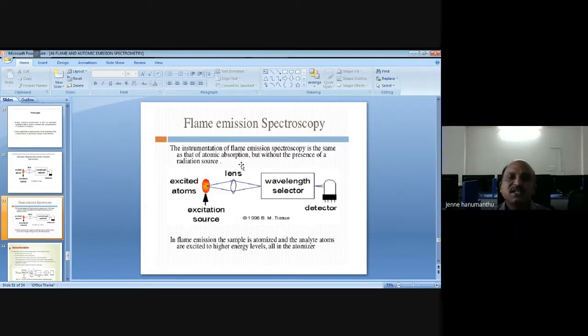In the case of IR spectroscopy, or single beam, double beam, FTIR spectroscopy, the input is an optical source, light. But here we are not applying any light. We are applying some external energy, through a flame, arc, or burner. In flame emission, the sample is atomized, and the analyte atoms are excited to higher energy levels, all in the atomizer.